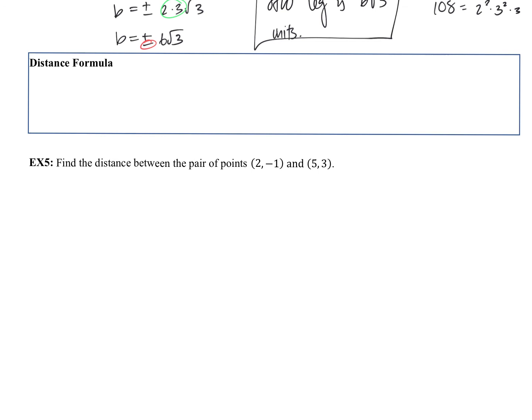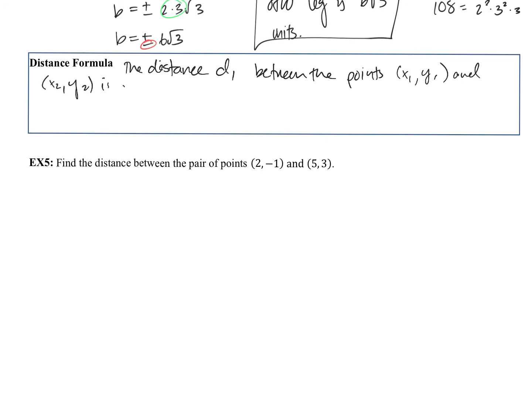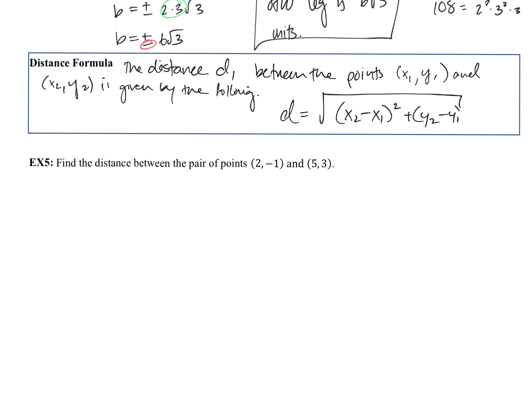Distance formula. So, the distance, d, between the points x sub 1, y sub 1, and x sub 2, y sub 2, is given by the following. The distance equals the square root of x sub 2 minus x sub 1 squared plus y sub 2 minus y sub 1 squared. Oops, let me fix that. That should be under the radical.